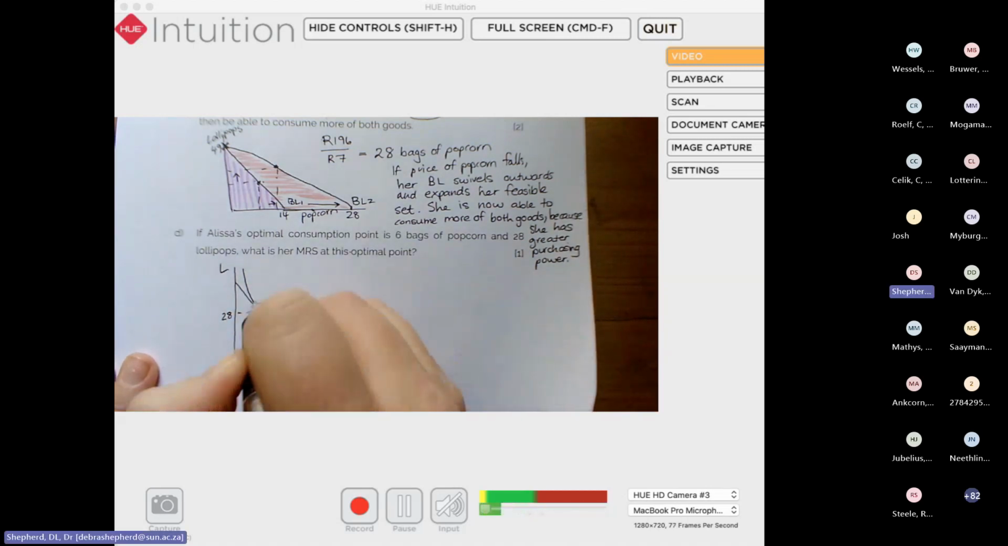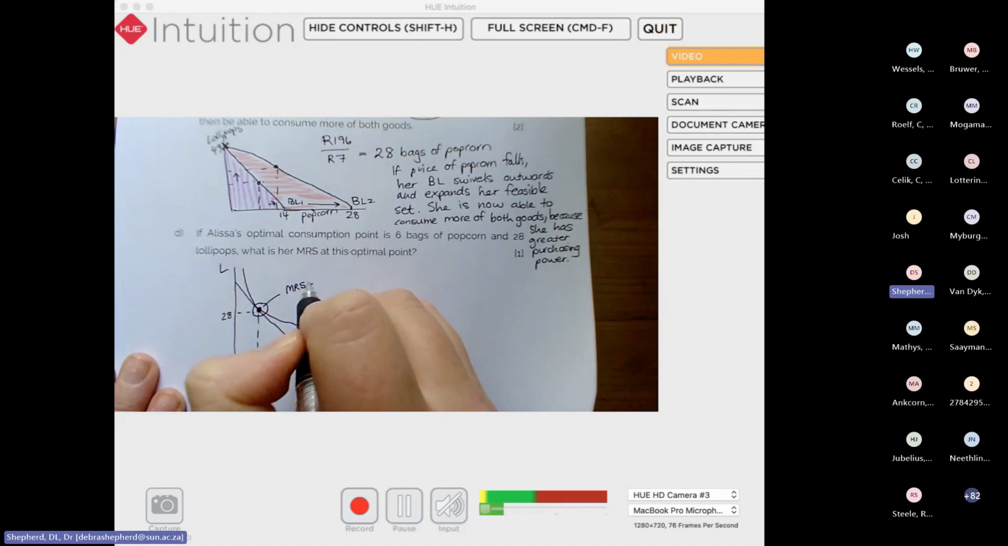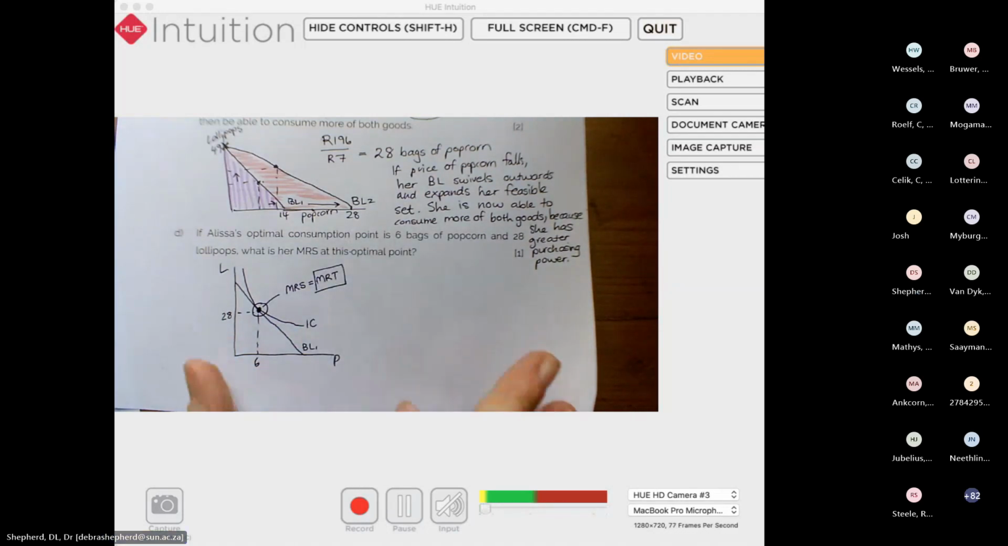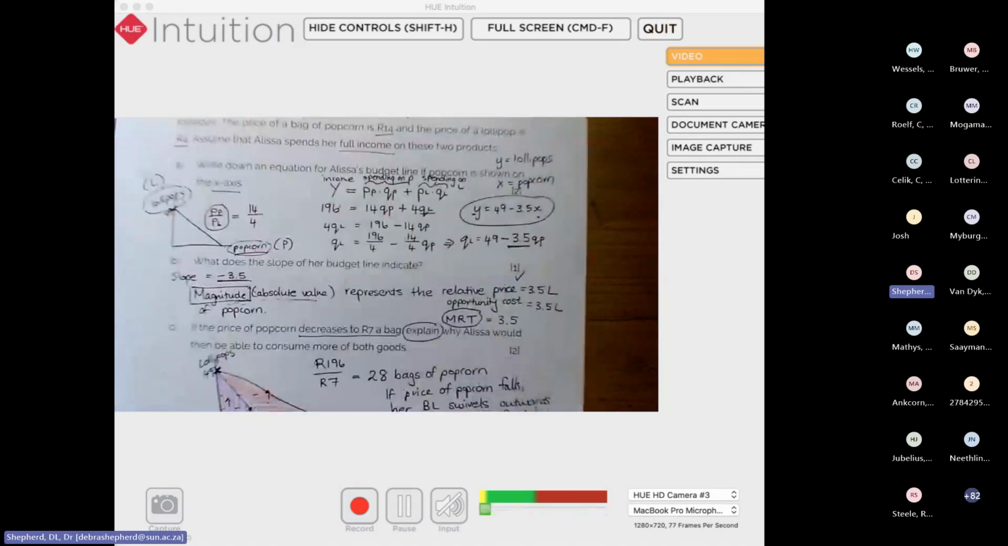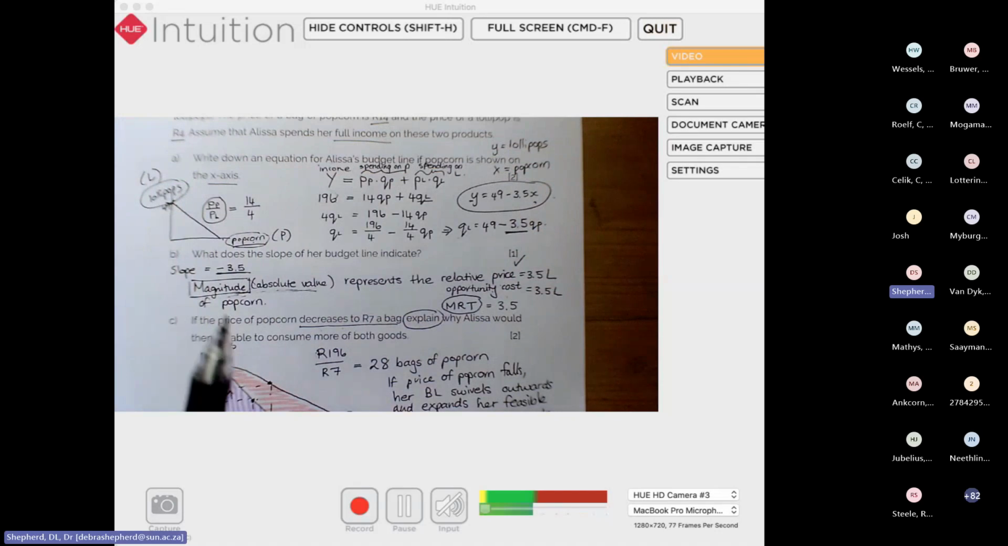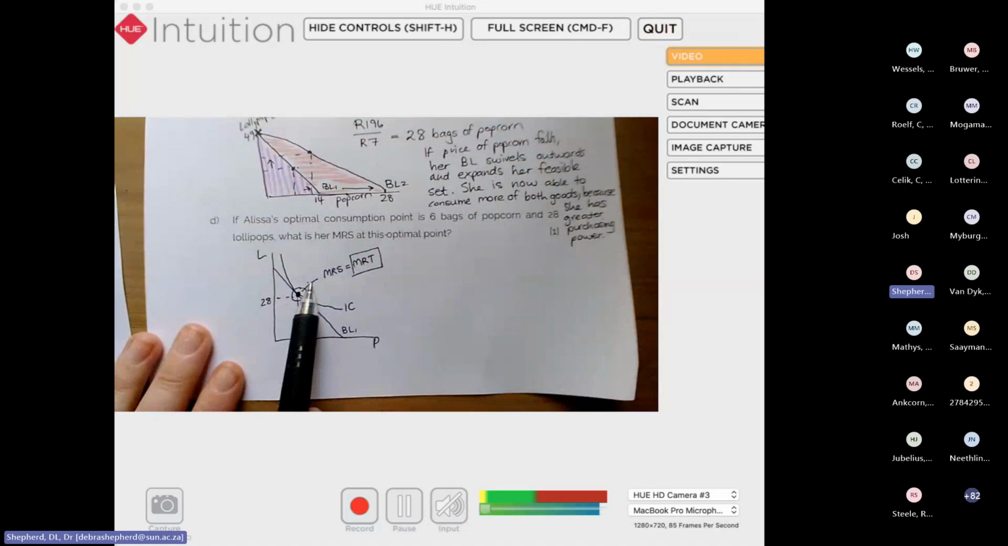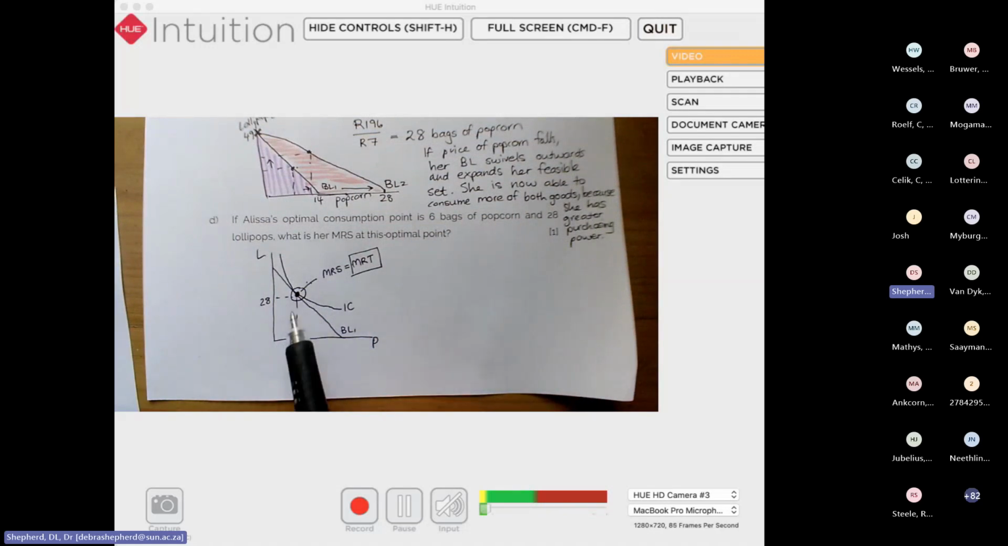At this point, the marginal rate of substitution will be equal to the marginal rate of transformation. What is the marginal rate of transformation? We've answered that question in part B. So in part B we said the slope of her budget line, which is 3.5, is the relative price, opportunity cost, MRT. So for question D, what answer would we give as the MRS at this optimal point? Her marginal rate of substitution at this point will be 3.5.